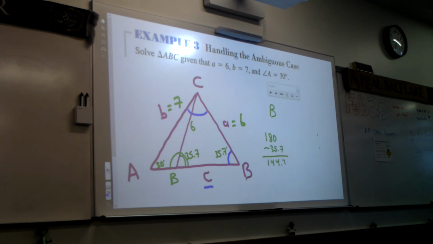Okay, so for this new triangle, this skinny triangle that we're focusing on now, angle B is going to be 144.3. So let me highlight this new triangle that we're working with. We're focusing on this triangle. There we go. So for that triangle, angle B is going to be 144.3 degrees.